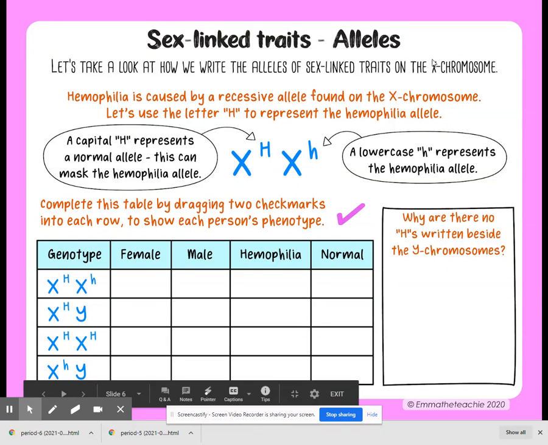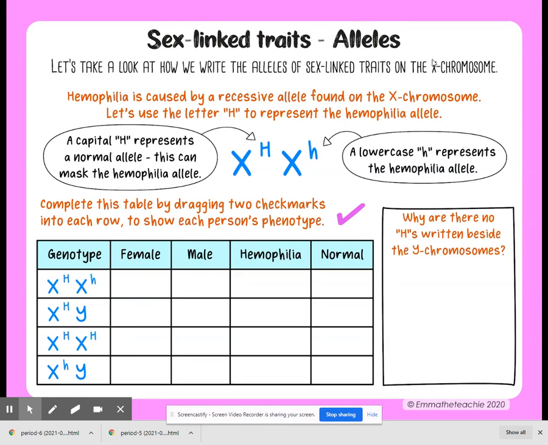Okay, so let's take a look at how we write when we're following sex-linked traits. We're going to look at how they're tracked on the X chromosome specifically. This is a diagram that's going to look at hemophilia. It's a bleeding disorder where people don't clot properly, and it's caused by a recessive allele found on the X chromosome. So that means there is no allele on the Y chromosome. It's only carried on the X chromosome.